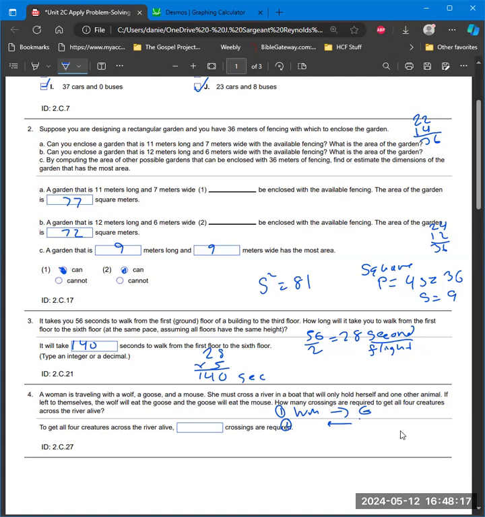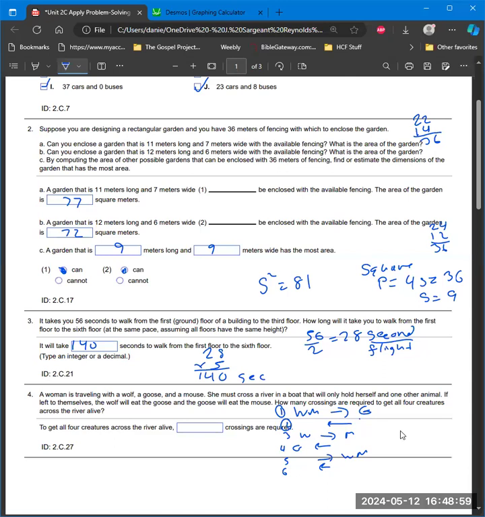And then you're going to pick up either the wolf or the mouse. It doesn't matter. Let's pick up the mouse and leave the wolf over here. Pick up the goose, drop the mouse. Goose comes back with the woman. Drop the goose, pick up the wolf, and have the wolf and mouse over here. The woman comes back by herself. 5, 6.